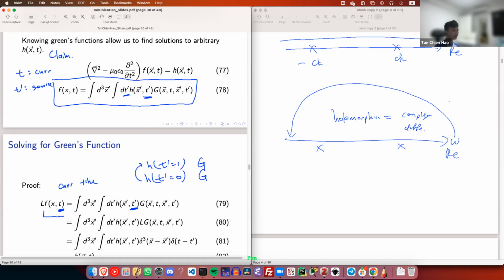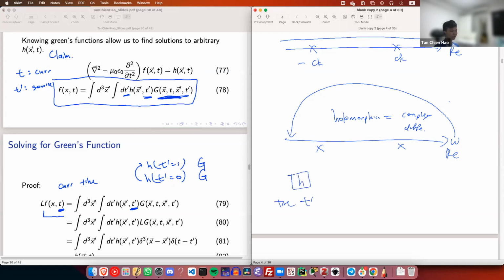Weighted by the Green's function. So the Green's function is kind of telling me, if I make a disturbance at this time t prime using the function h, I can define the function h as I want. Then how is this h going to affect my f?